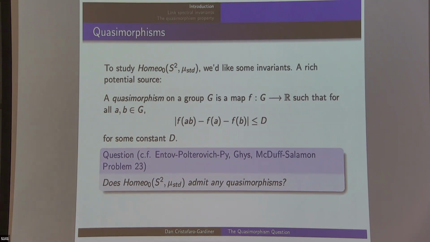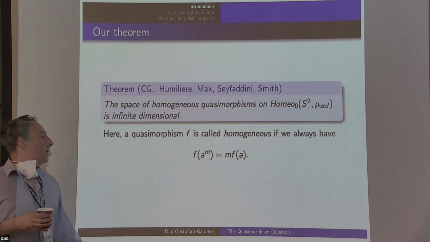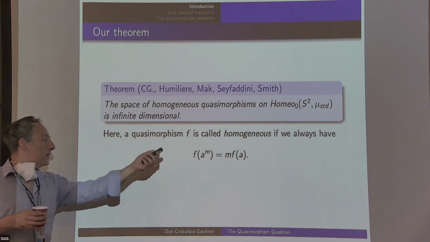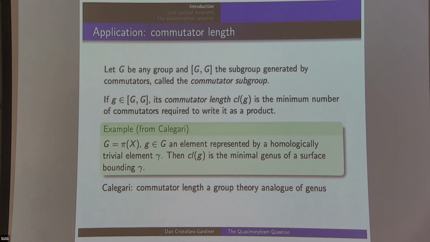Okay, so now I can state the theorem. This is joint work with Vincent Humilière, Cheuk Yu Mak, Sobhan Seyfaddini, and Ivan Smith. Not only does it have quasimorphisms, it has an infinite dimensional space of quasimorphisms. And they're homogeneous as well. Homogeneous means that if I take f of a to the m, then that's just m times f of a. Great, so that's the theorem.